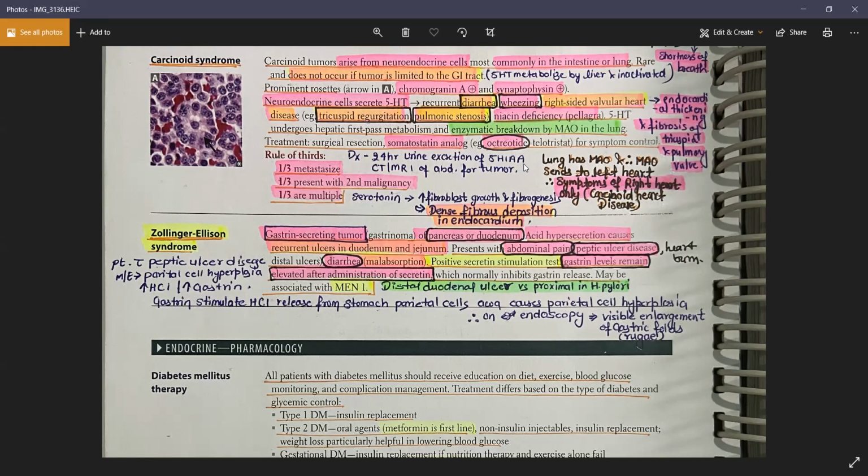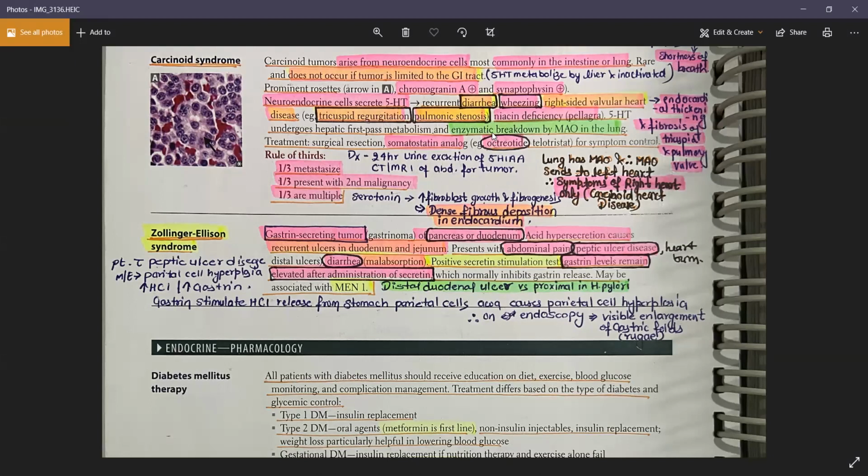Whenever serotonin passes through the liver, it will undergo first pass metabolism, and it will release the 5-HIAA, which can be measured in the urine as well as in the blood for elevated levels, and by elevated levels you can diagnose the patient for the carcinoid syndrome. So Step 1 will ask you at what levels you will measure for the carcinoid syndrome. This would be the 5-HIAA.